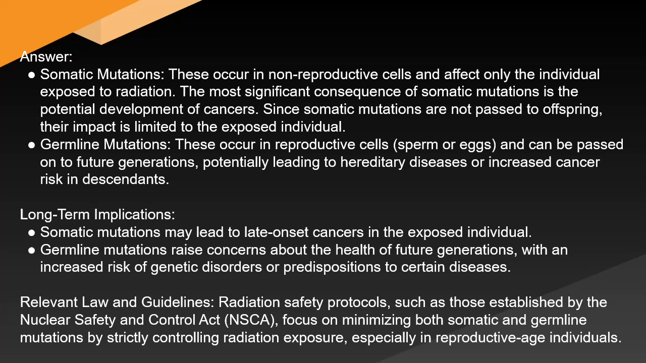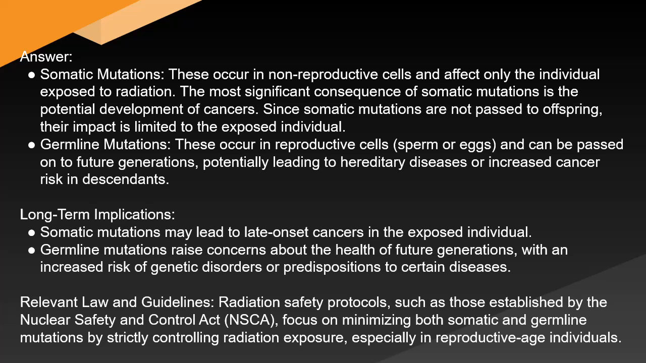Since somatic mutations are not passed to offspring, their impact is limited to the exposed individual. Germline mutations. These occur in reproductive cells, sperm or eggs, and can be passed on to future generations, potentially leading to hereditary diseases or increased cancer risk in descendants.